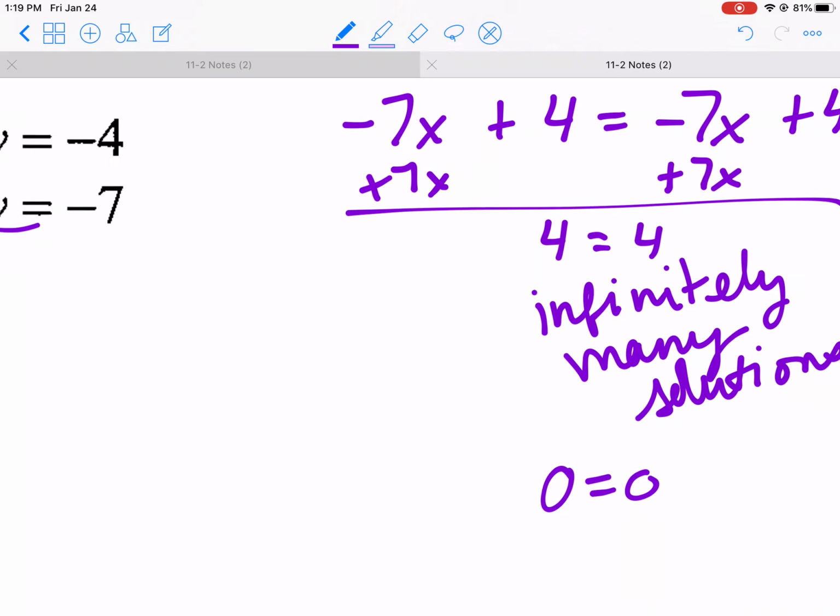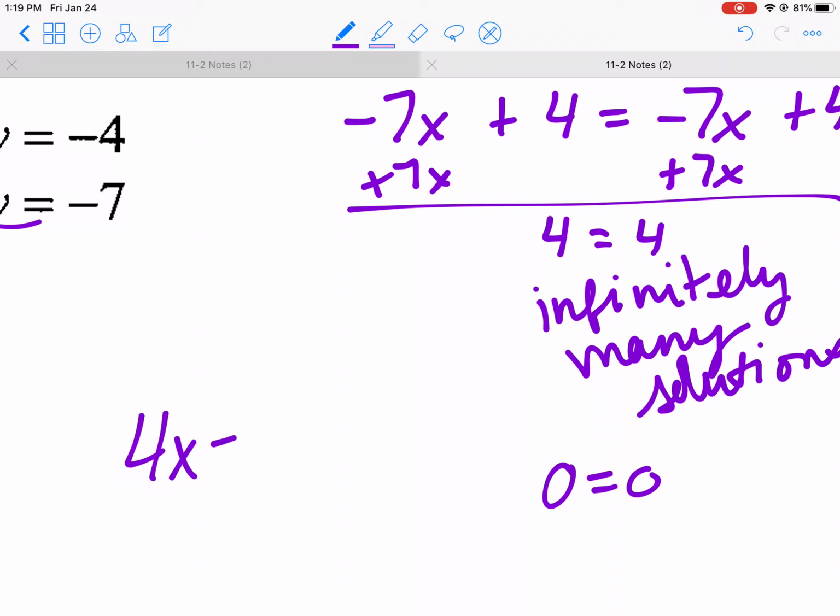Not to be confused with something like this, though. If you have 4x equals 0, you could divide both sides by 4. Notice the variable did not go away. So there we have an answer, x equals 0. Okay, so notice the difference between these. On the left, we do have a variable, so we still have a reasonable solution to find. And on the right, the variable is gone, so it's either no solution or infinitely many. We just have to see if the statement is true or not.